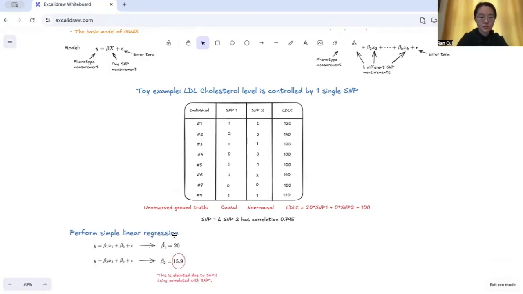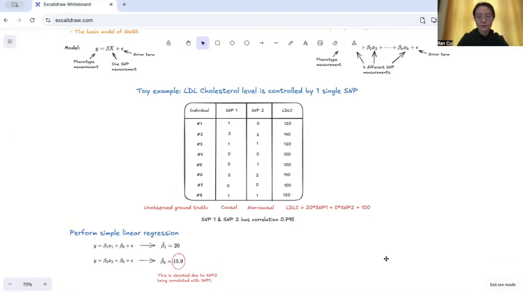So we perform simple linear regression where we regress on one SNP at a time. If we do this on SNP1, then we get the estimated effect size to be 20, which is exactly the truth. But then if we regress y on SNP2, we still get a pretty high number, 15.9. And this is elevated purely due to the fact that SNP2 is highly correlated with SNP1.